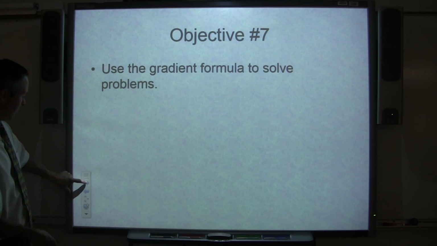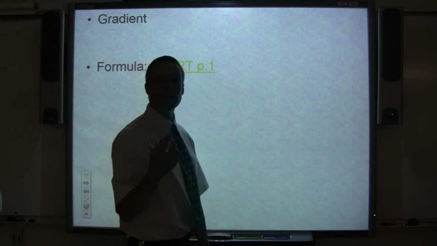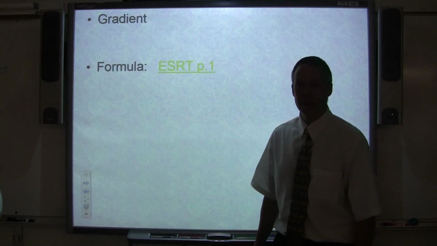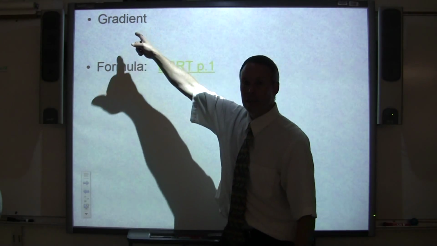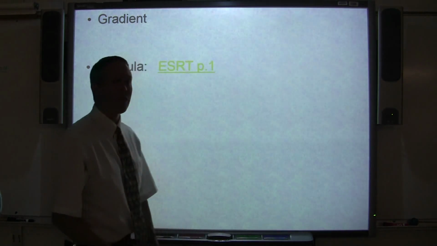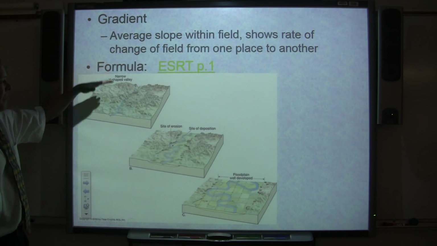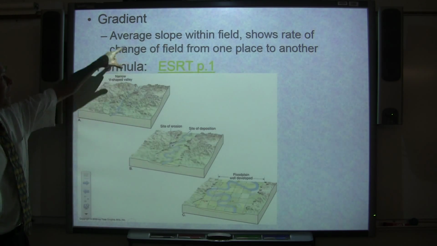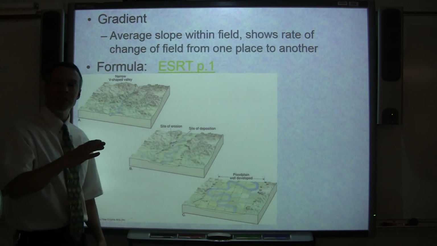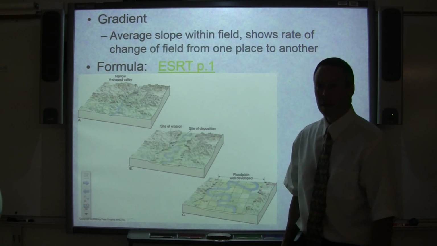And then what we will do is we will practice in class objective number 7, which introduces one last vocab term for you on this page of notes, which is gradient. Right? Another way of saying gradient is the steepness or the slope of a surface. So when you look at a map or a field, the average slope within that field, how much it changes from one place to another, is referred to as gradient.